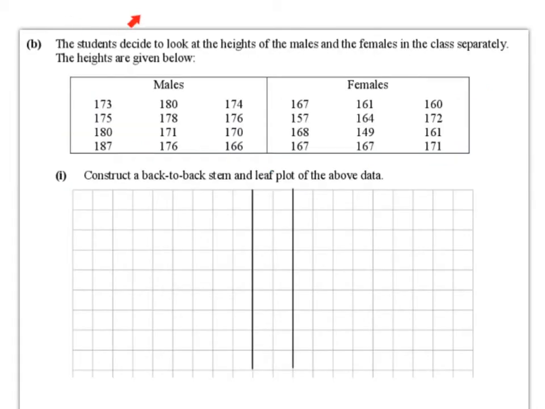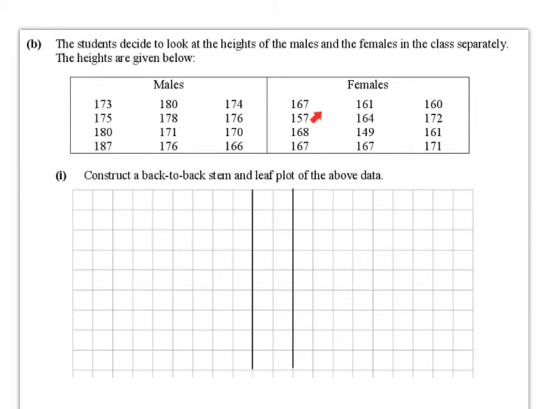B. The students decide to look at the heights of the males and females in the class separately. The heights are given below. So here's all the heights for the males and here's all the heights for the females. So there's 12 males and 12 females. Part 1. Construct a back-to-back stem and leaf plot of the above data.